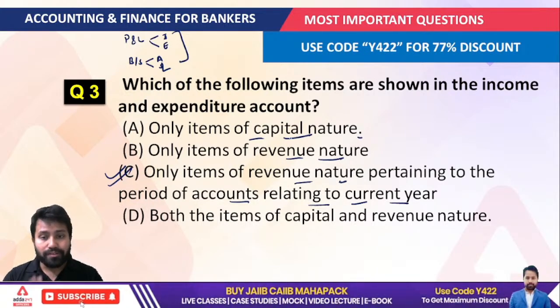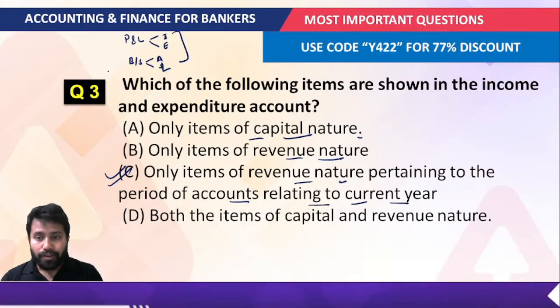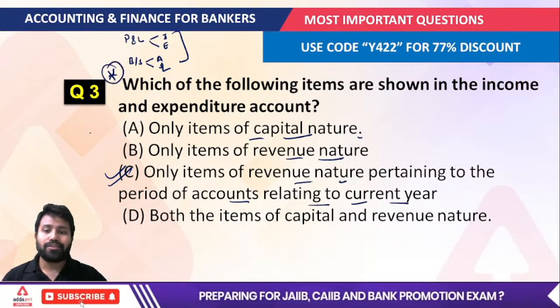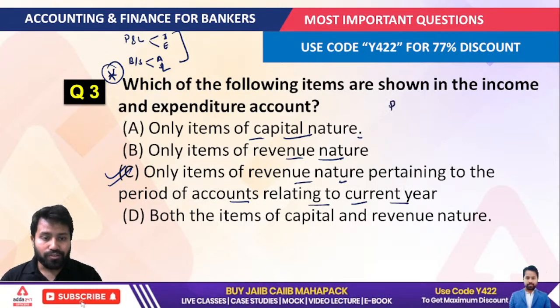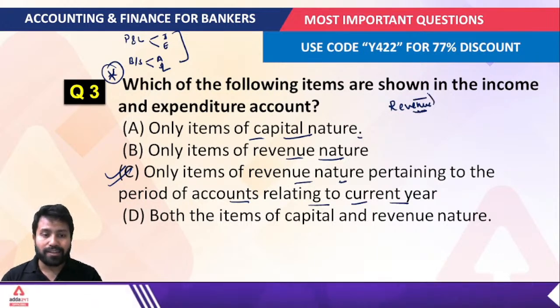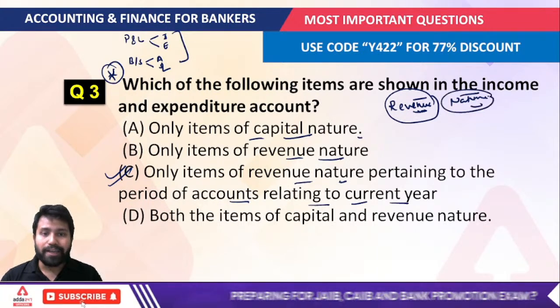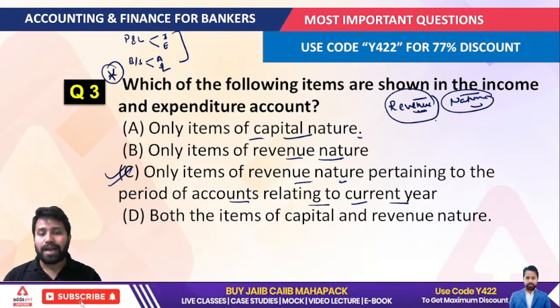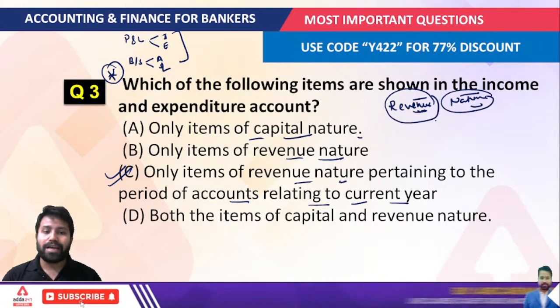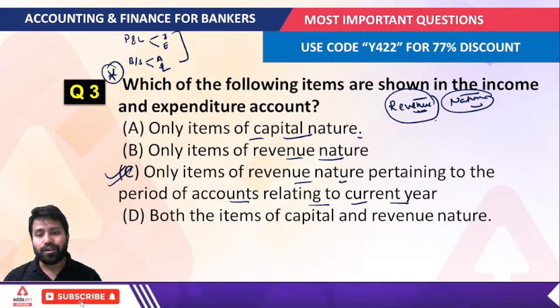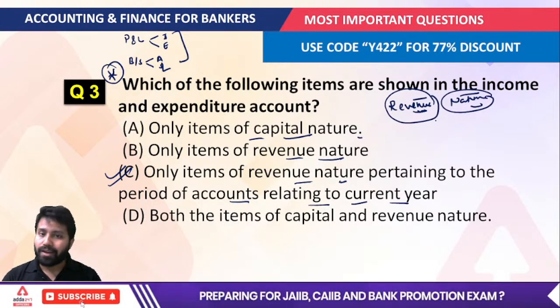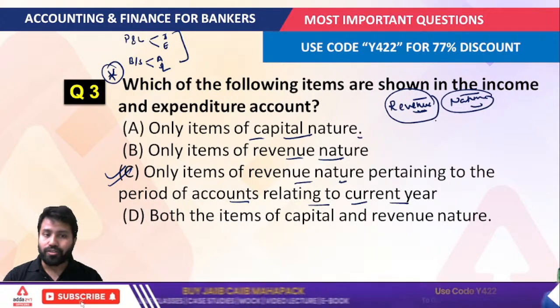This is a very important question. When we talk about which of the following items are shown in the income and expense account, you can understand we show the items that are of the revenue nature and related to the current year. Revenue nature that is related to the current year is what we show in the income and expense account, right? So that should be the correct answer for this question.